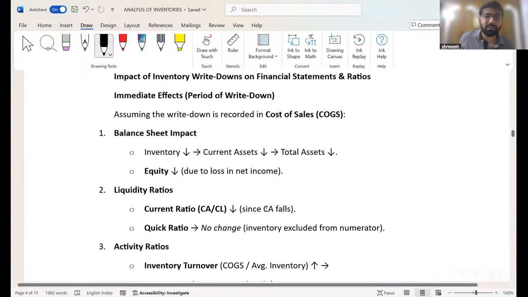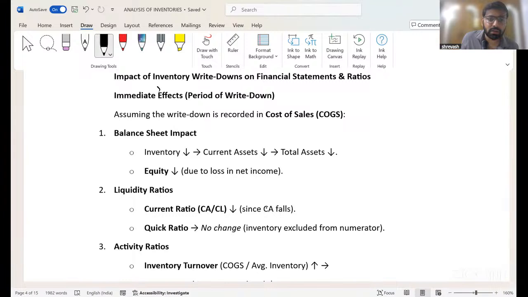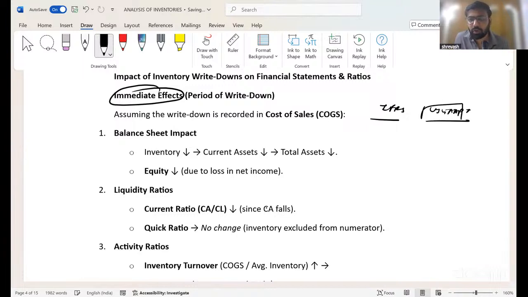What happens immediately? Remember, in IFRS or in US GAAP, you have an option. In US GAAP, for small changes, you do that. But in IFRS, you have an option to recognize the write down in COGS. So what will happen if an inventory is written down? Assume that in US GAAP, you're doing the same. What will happen, sir? Your COGS will go up, assuming that you're recording that write down in COGS.